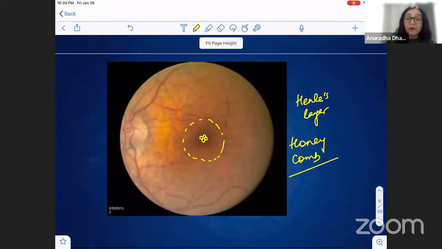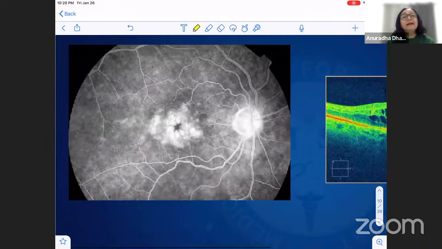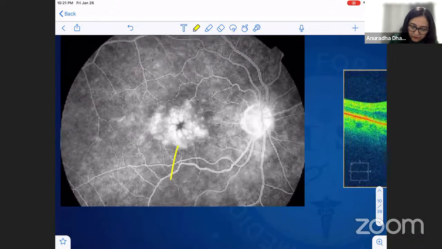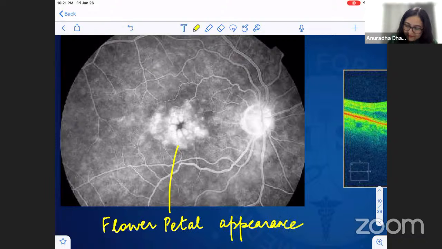Then the examiner is already making your job easy by giving you another hint, that you are getting a flower petal appearance on fundus fluorescein angiography, because these cystoid spaces accumulate dye. The leakage of the dye is seen in the form of these fluid spaces, as you are seeing here. So this is how the flower petal appearance looks on FFA in cases of cystoid macular edema.